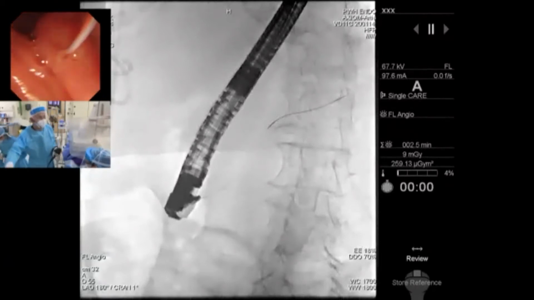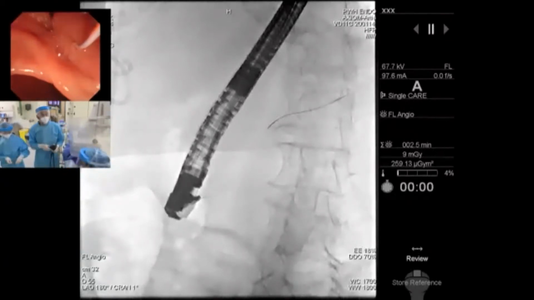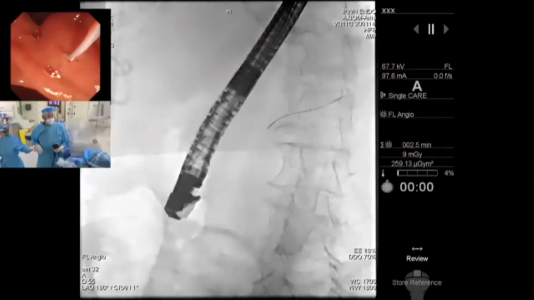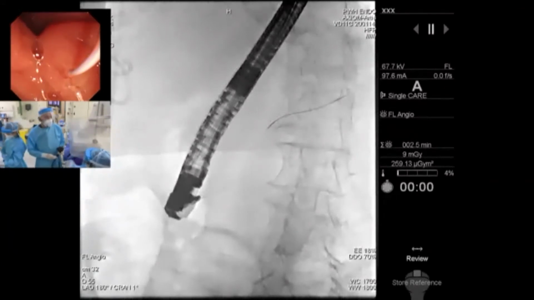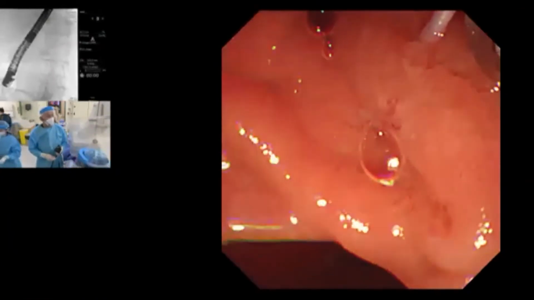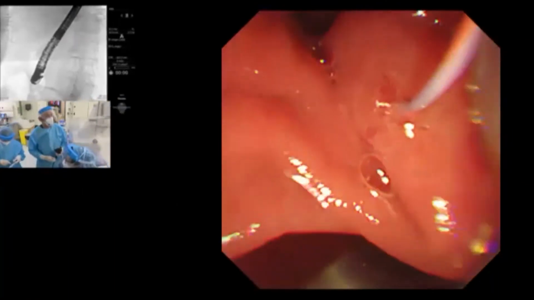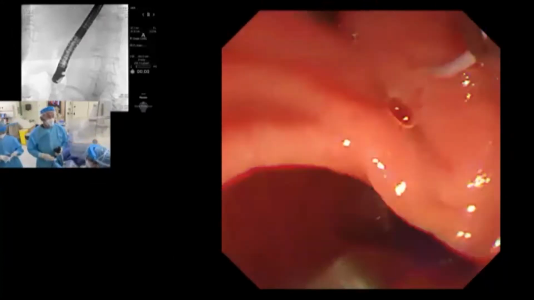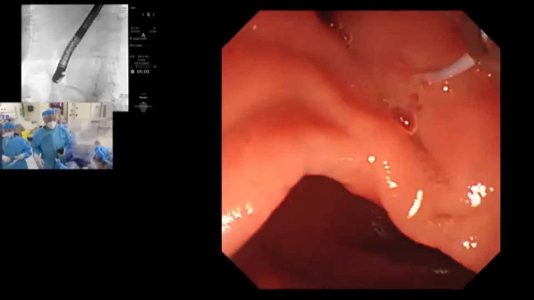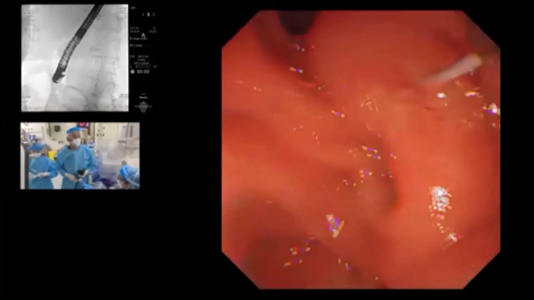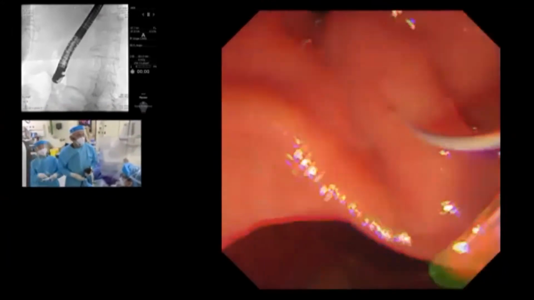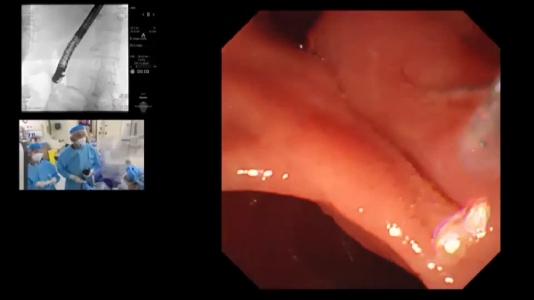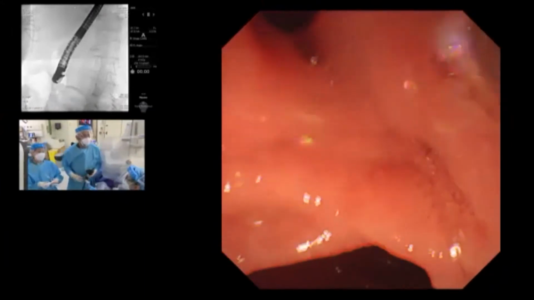So for us, double wire first, and then if double wire doesn't work, I might insert a PD stent and then pre-cut on the PD stent. So that's my usual workflow. And if pre-cut still doesn't work, then I'll switch over to EUS rendezvous. So in this patient, it is a benign condition.